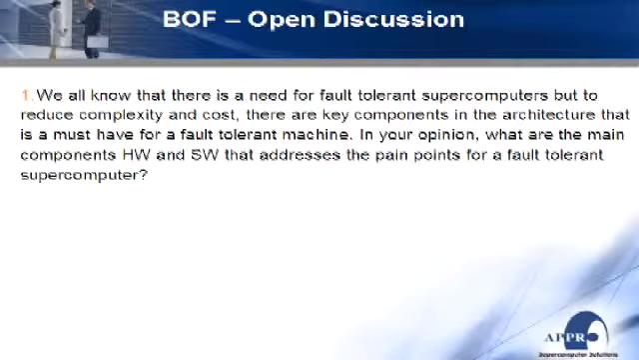The first question that we want to raise, and anyone from the panel can take it. We all know that there is a need for fault-tolerant supercomputers, right? We talked about it here. But to reduce complexity and cost, there are key components in the architecture that are a must-have for a fault-tolerant machine. So in your opinion, what is the main component, hardware and software, that addresses the main pain points for a fault-tolerant supercomputer? I think this is very close to the question that he kind of already asked, right?